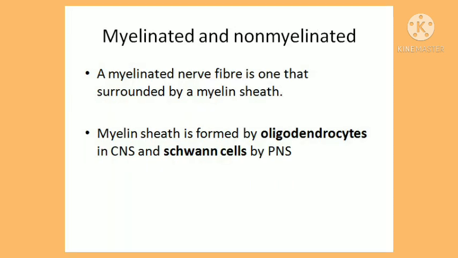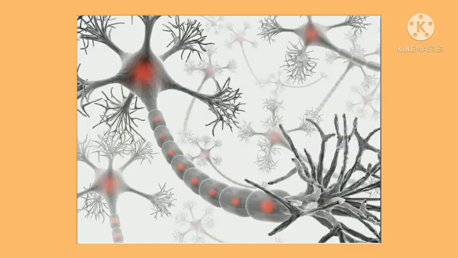Myelinated and non-myelinated nerve fibers. A myelinated nerve fiber is one that is surrounded by a myelin sheath. The myelin sheath is formed by oligodendrocytes in the central nervous system and Schwann cells in the peripheral nervous system. Small diameter axons, for example those of the autonomic nervous system and small pain fibers, are simply enveloped by the cytoplasm of Schwann cells. These nerve fibers are said to be non-myelinated.